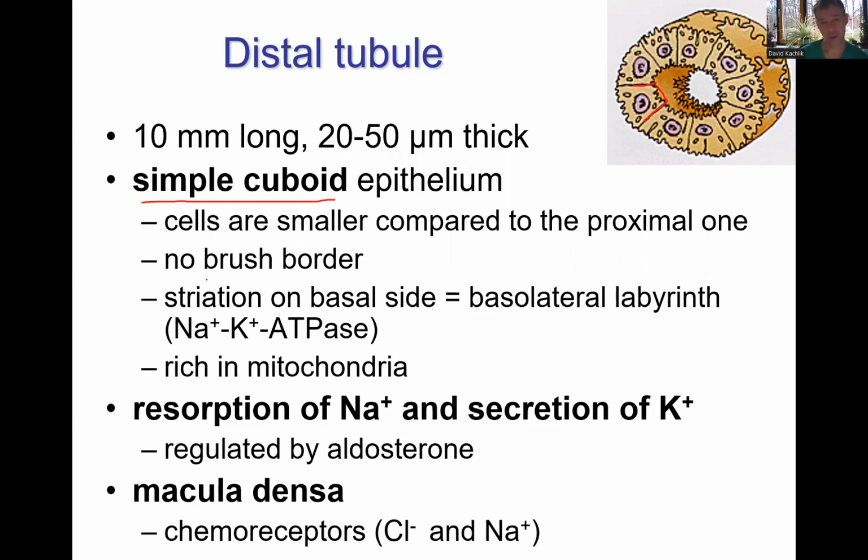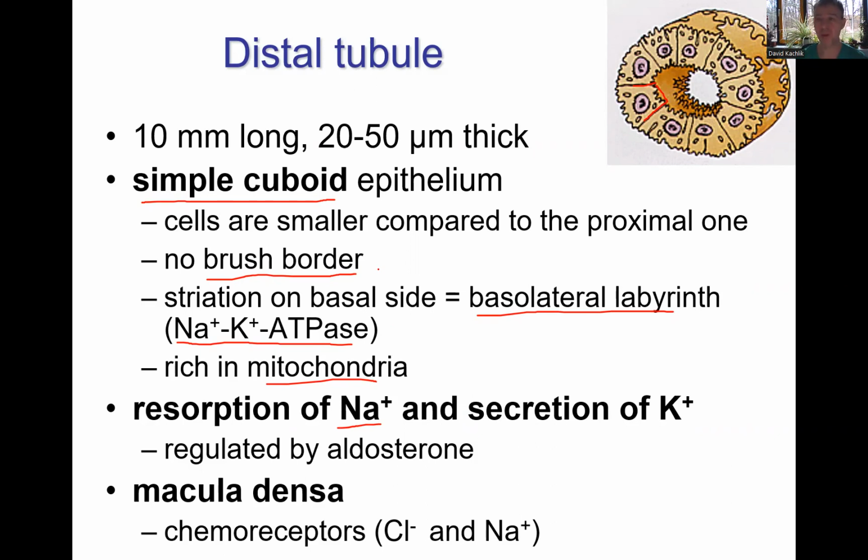There is no brush border. There are some microvilli, but not a real brush border. But of course, there's the basolateral labyrinth with sodium-potassium ATPase. So again, they are rich in mitochondria. So the main function here is resorption of sodium. As I said, we need to get more ions into the interstitium here.